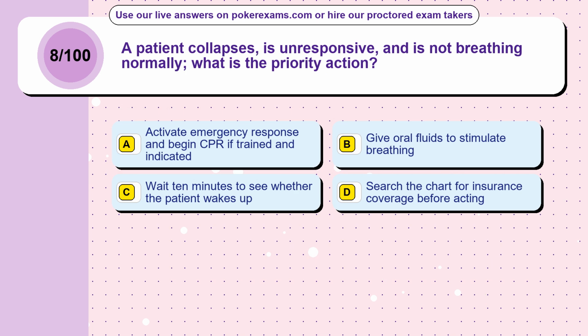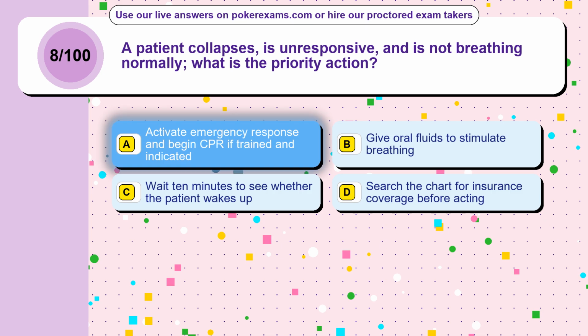Question 8. A patient collapses, is unresponsive, and is not breathing normally. What is the priority action? Option A. Activate emergency response and begin CPR if trained and indicated. Option B. Give oral fluids to stimulate breathing. Option C. Wait 10 minutes to see whether the patient wakes up. Option D. Search the chart for insurance coverage before acting.